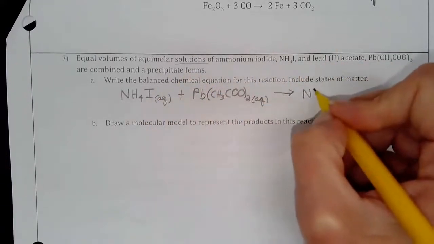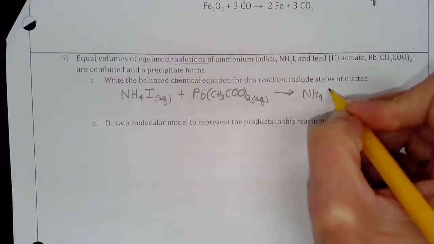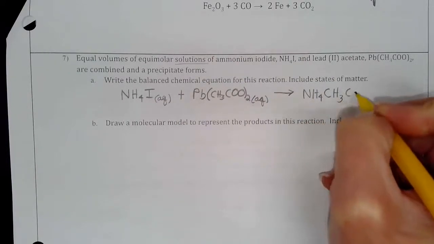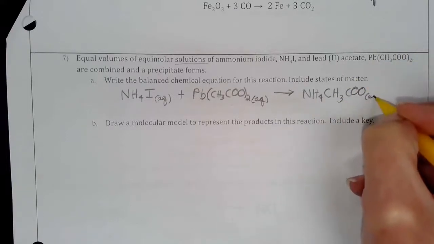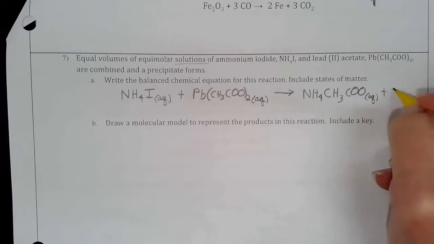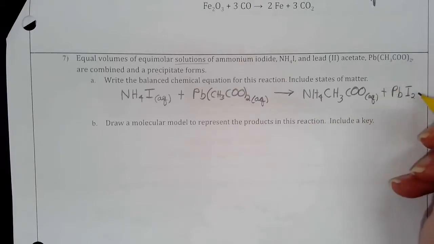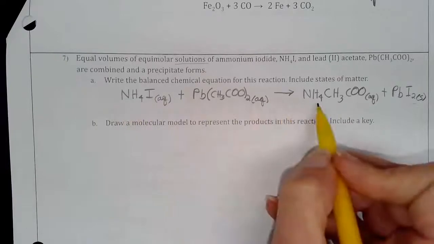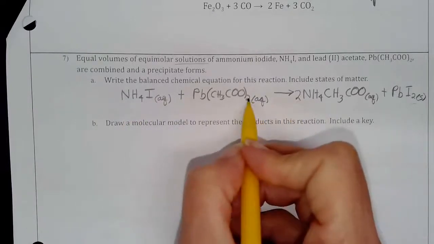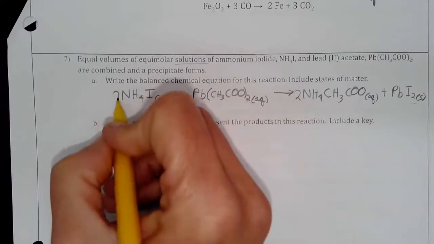We're going to have NH4CH3COO, and that, because it contains ammonium, is going to be soluble. And we're going to have lead 2 iodide, which, because it does not contain any of those, and because we remember that lead is insoluble unless it's with acetate or nitrate, is going to be solid. So there's our precipitate. We need to put a 2 here to balance the 2 acetates here, which means we need to put a 2 here as well.